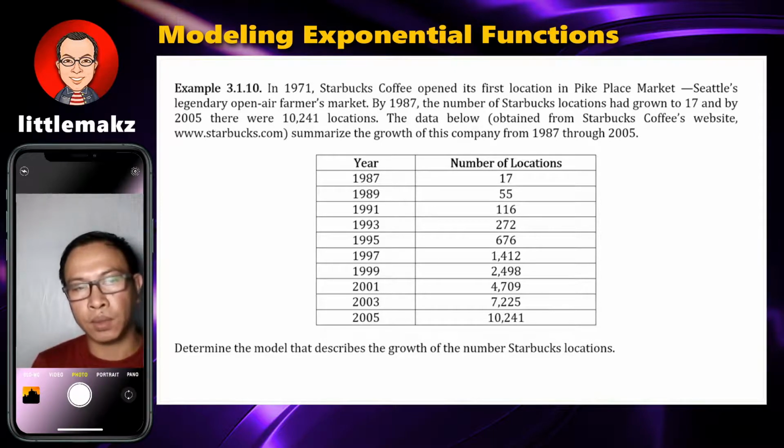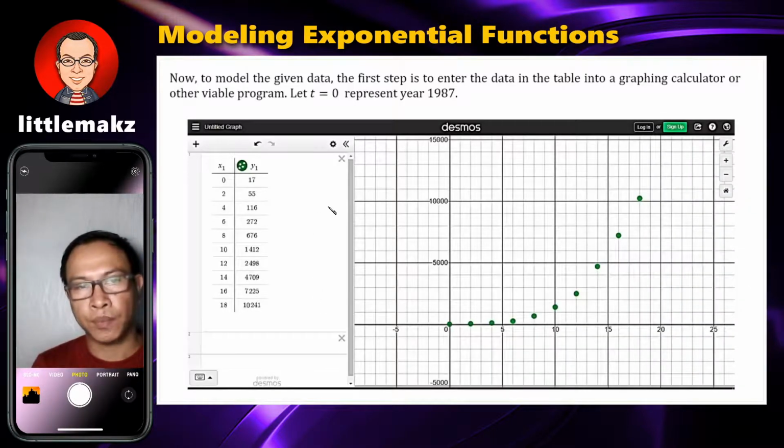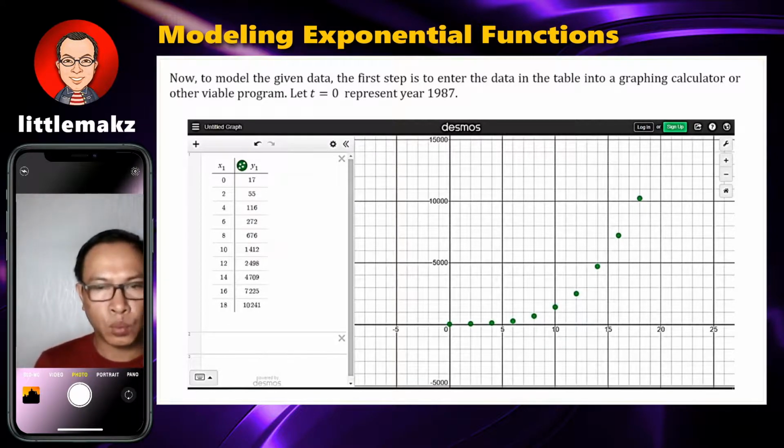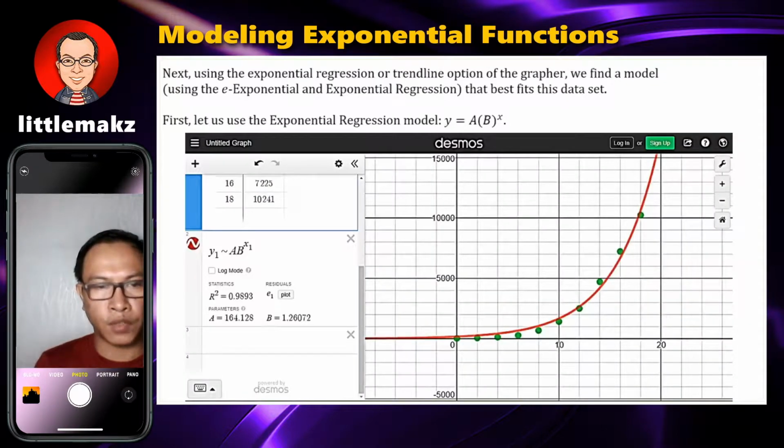Therefore, from the table that we are going to input in our graph, we have to start from 0, followed by 2, 4, 6, 8, up to 18, after 18 years. And you see that these points represent the different ordered pairs. 0, 17 is here, 255 is here, and 18, 10,241 is this one.